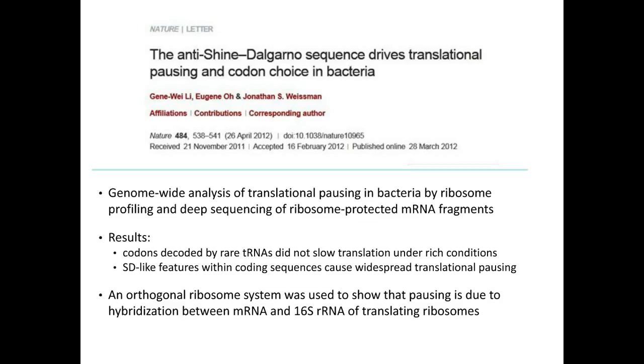But where they did find pausing was in coding regions that had sequences that looked like the Shine-Dalgarno sequence. And the Shine-Dalgarno sequence in bacteria is used to initiate translation. It base pairs to the ribosomal RNA in the small ribosomal subunit and gives you this interaction. And what they found were Shine-Dalgarno-like sequences in the coding region. I think in this study, they showed that this particular interaction could account for about 70% of the major pause sites in the messages. And this was done using some elegant techniques using orthogonal ribosomes.